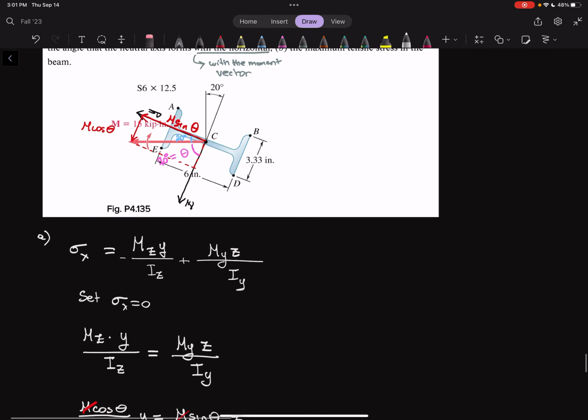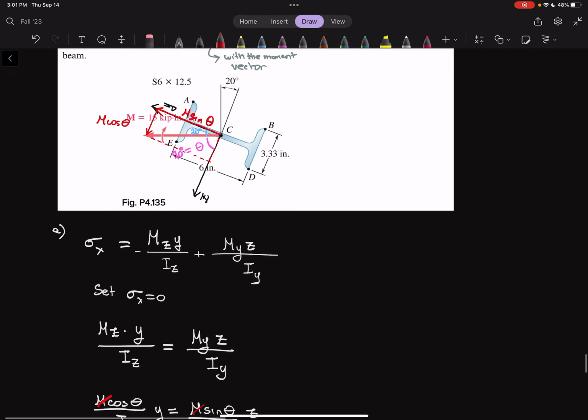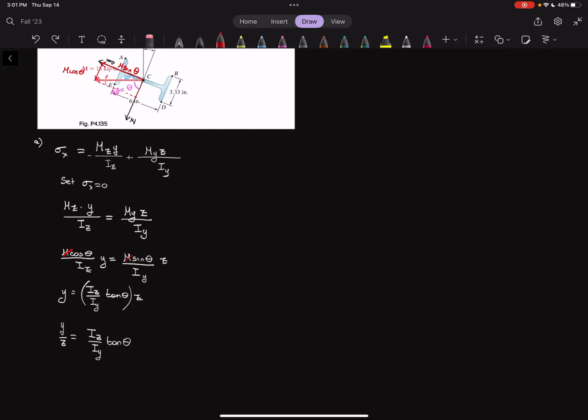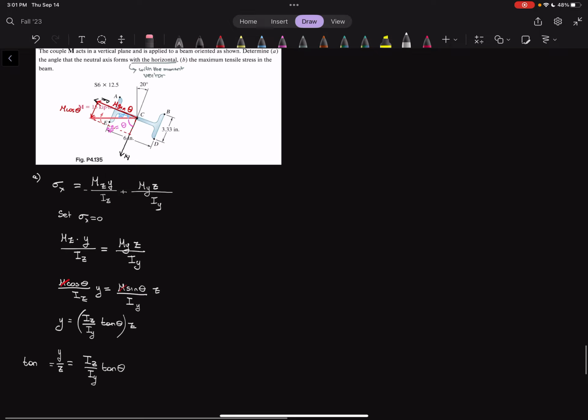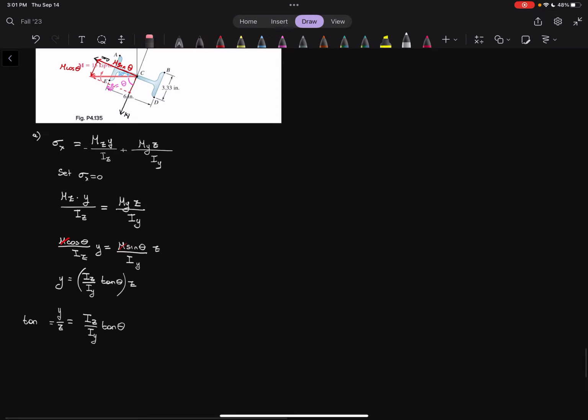Well, y is going to be this length right here. Z is going to be this, so it's tangent of theta. So we can express this as tangent of theta. Not tangent of theta. This is going to be tangent of phi.